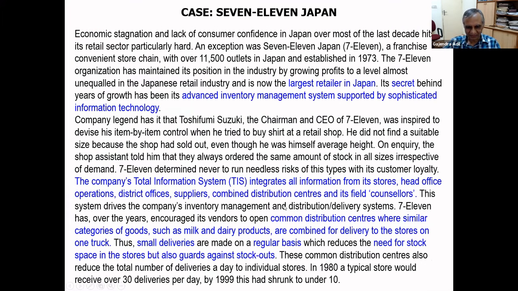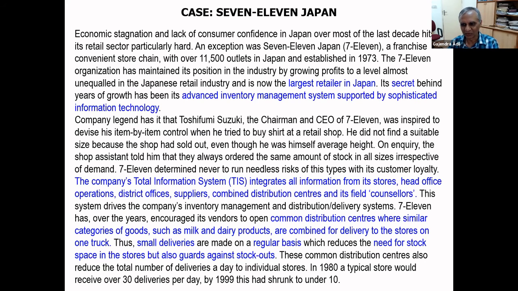What it says is, by implementing common DCs, they say there are small deliveries to the stores where possible on a regular basis, and stock out and space. This part I want to understand. The chances are less in this particular mode than what they were doing. So the change is that rather than direct supply, now you have a common DC. Okay, and one truck basically carrying product for multiple retailers, multiple retail stores.